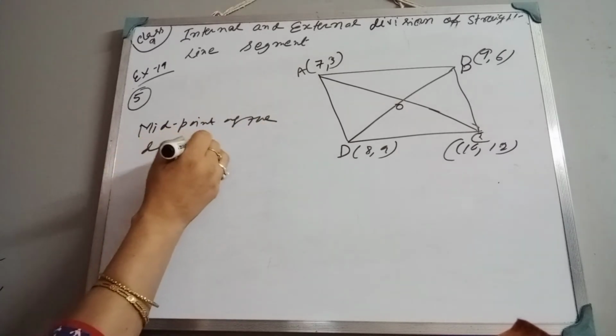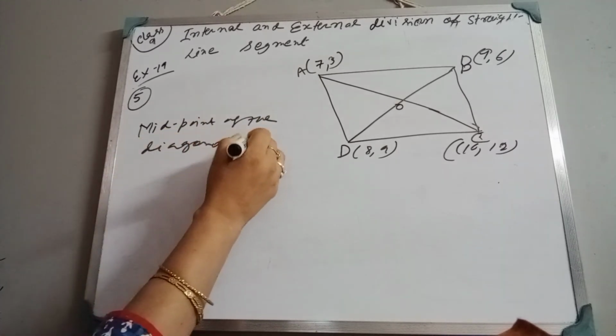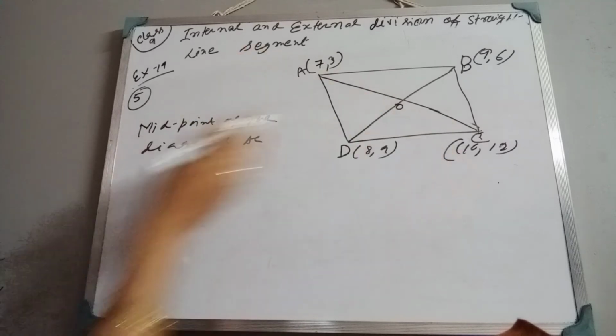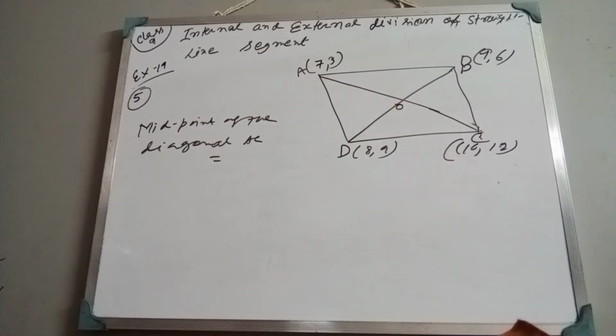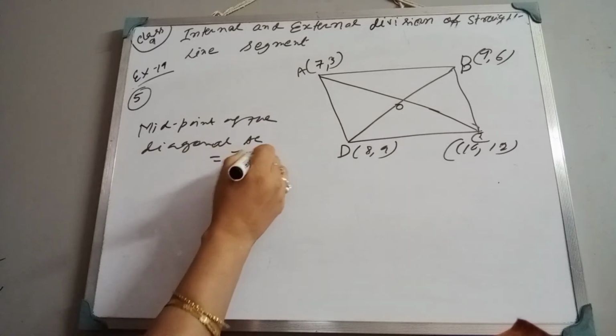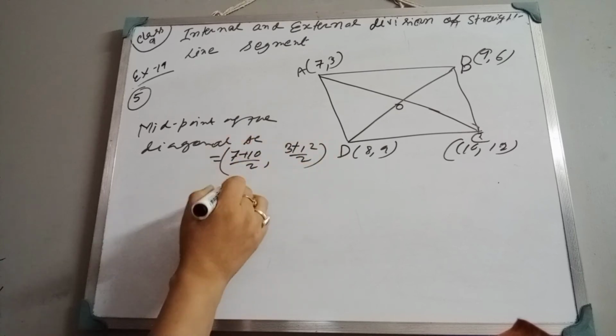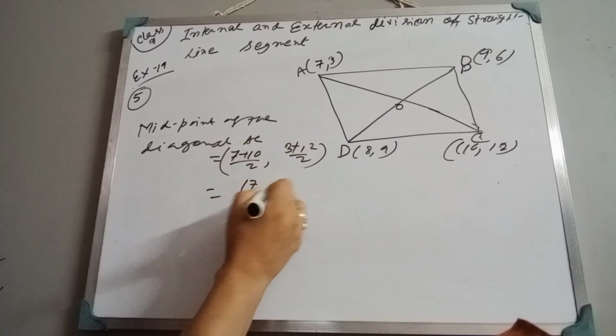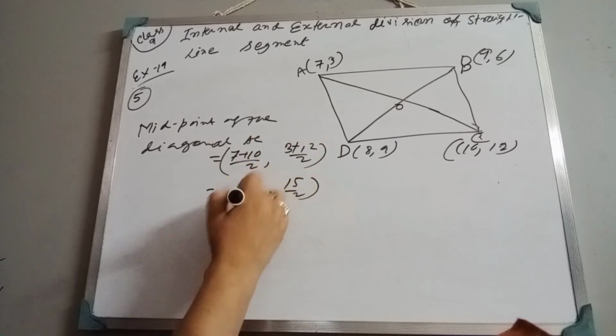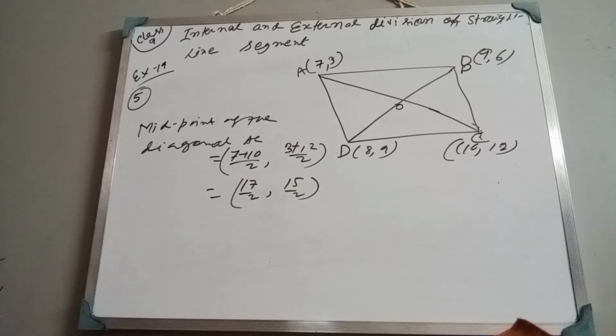Find the midpoint of the diagonal AC using the midpoint formula. We know x1 plus x2 by 2 and y1 plus y2 by 2. So it is 7 plus 10 by 2 and 3 plus 12 by 2. So this is 17 by 2 and this is 15 by 2. This is the midpoint of the diagonal AC.